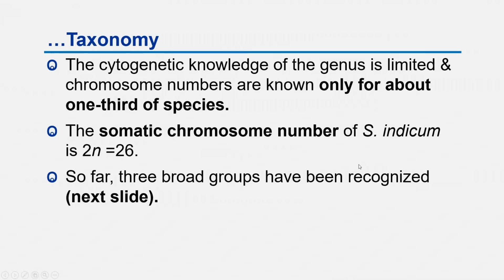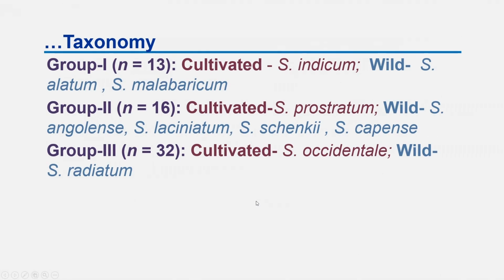The cytogenetic knowledge of the genus is limited, and chromosome numbers are known only for about 1/3 of species. The somatic chromosome number of Sesamum indicum is 2n = 26. If the somatic chromosome number is 2n = 26, then n will be 13. So far, 3 broad groups have been recognized. You can see on the next slide, these are the 3 important groups.